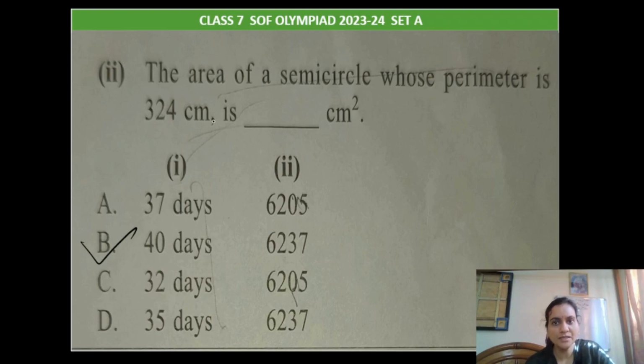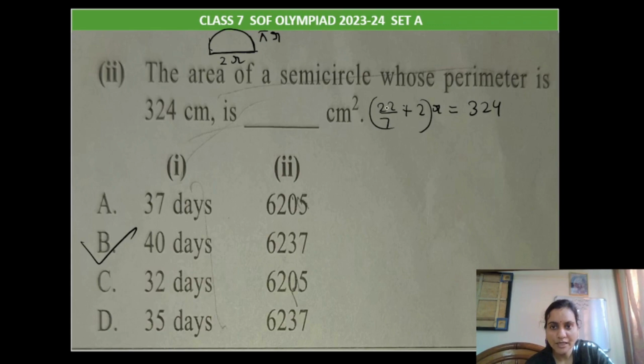The area of a semicircle whose perimeter is 324 centimeter is how much? Now semicircle, if you see, perimeter has been given. So this is its diameter, which is 2r, and the perimeter will include this half circumference, which will be pi r. So pi r plus 2r will be equal to 324. So let's do that. 22 by 7 into r plus 2r. So I'll keep this r outside and equal to 324.